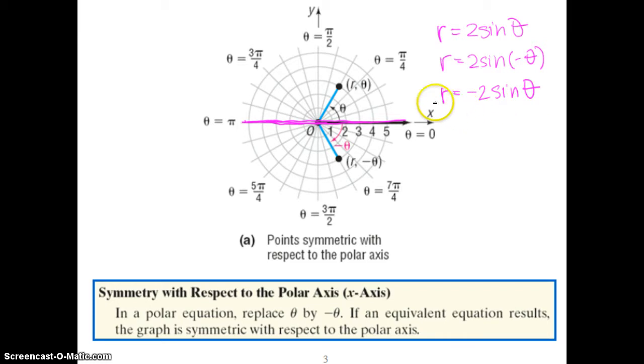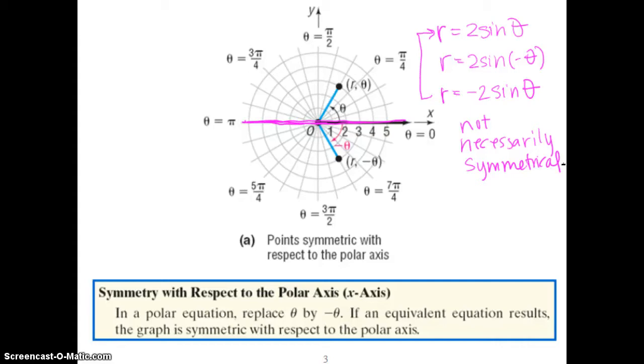Is that the same thing as r equals positive 2 sine theta? No, it is not. So that means it is not necessarily symmetrical. Okay, necessarily is the key word. It still could be symmetrical, but you just can't bank on that.